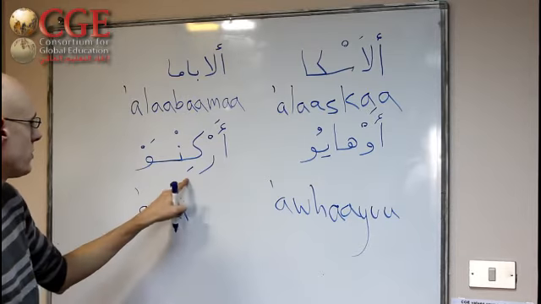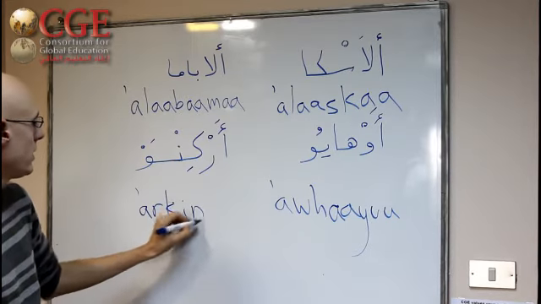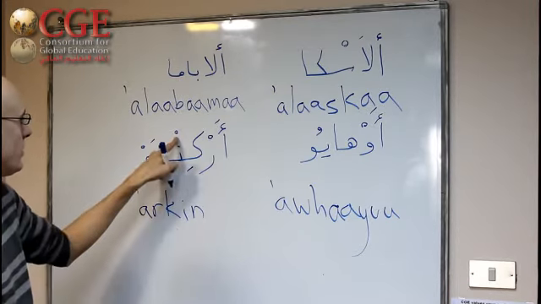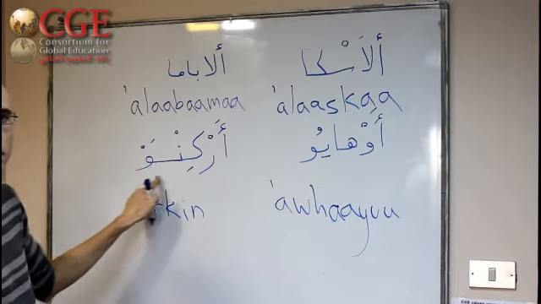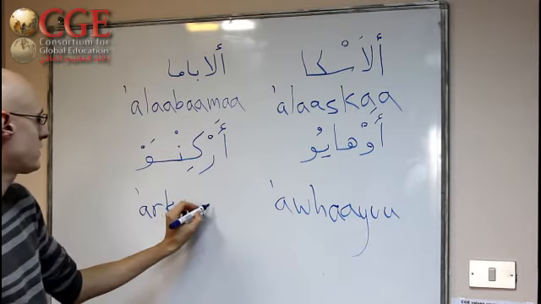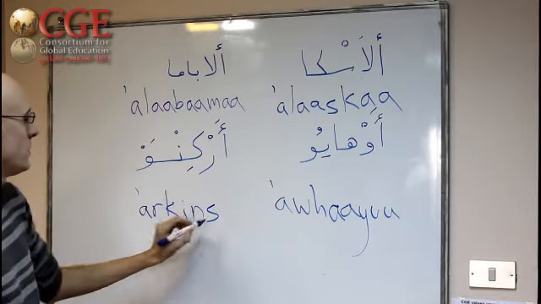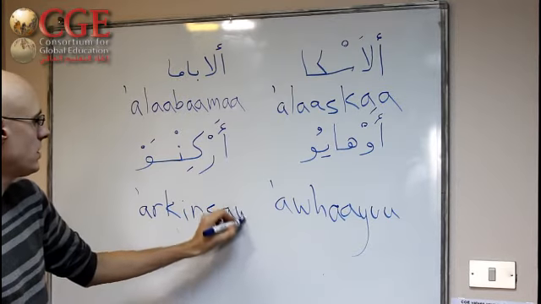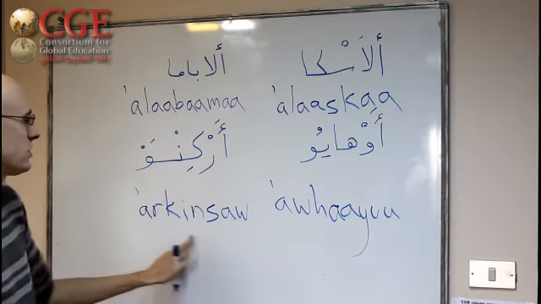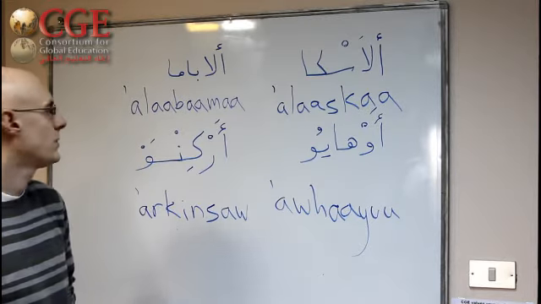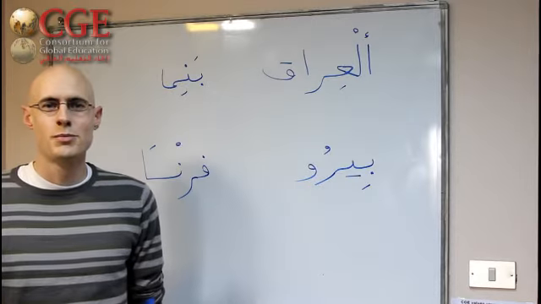You can already guess it, can't you? Short I vowel, N, no vowel after it, that. Then you see this line here? That line is an S, plus A vowel and a W. Arkansas, Arkansas. Back with you again.